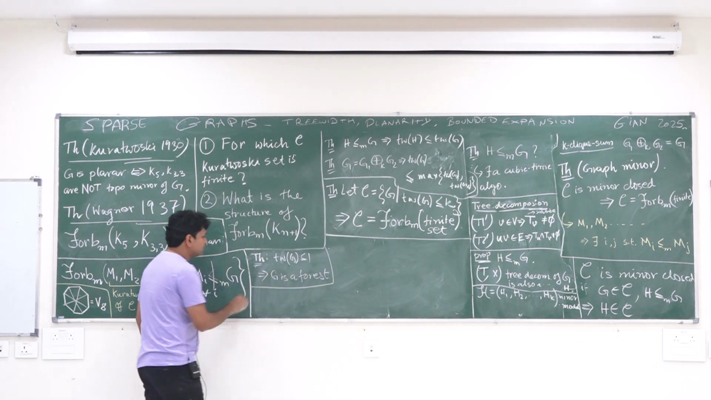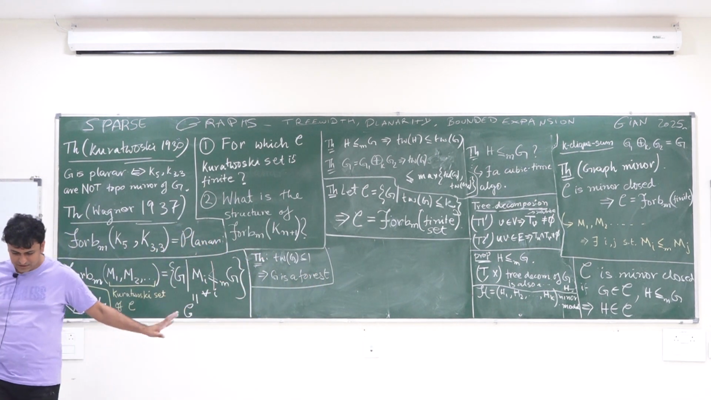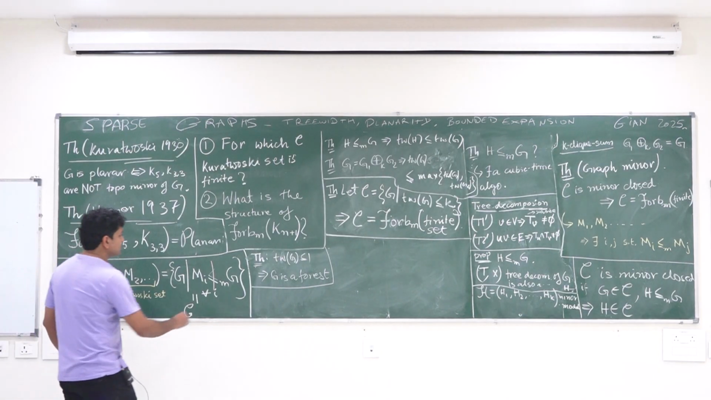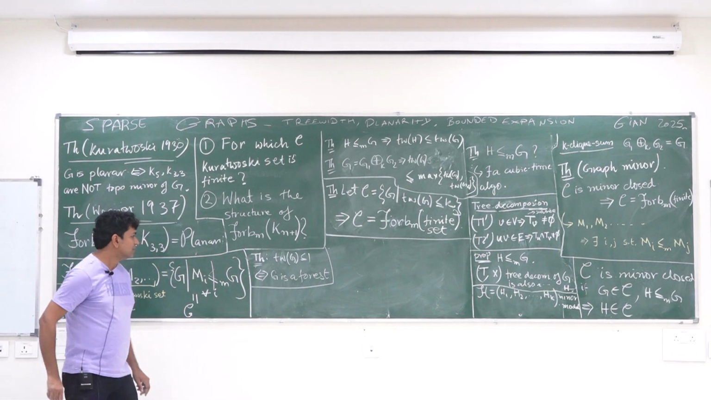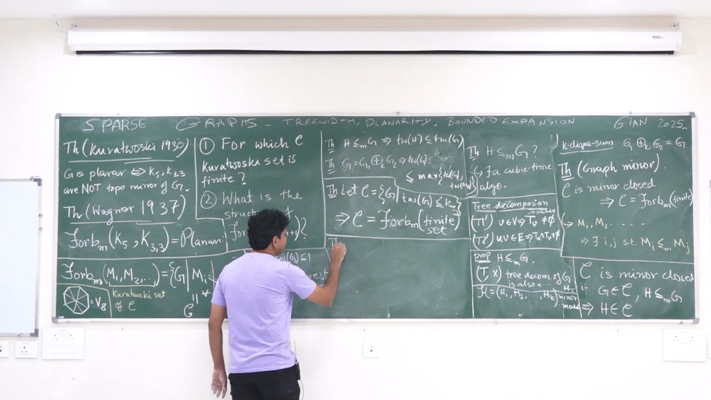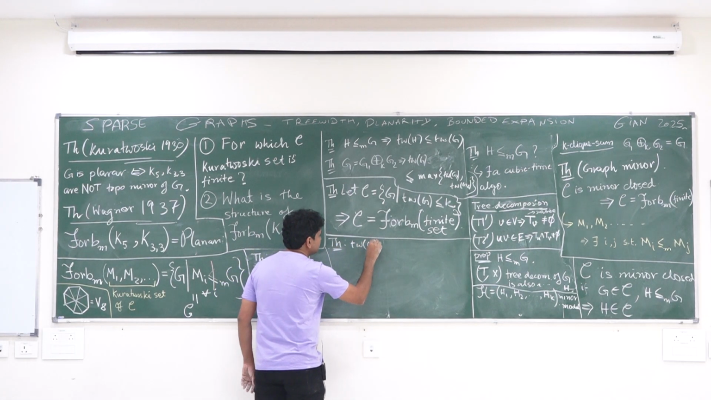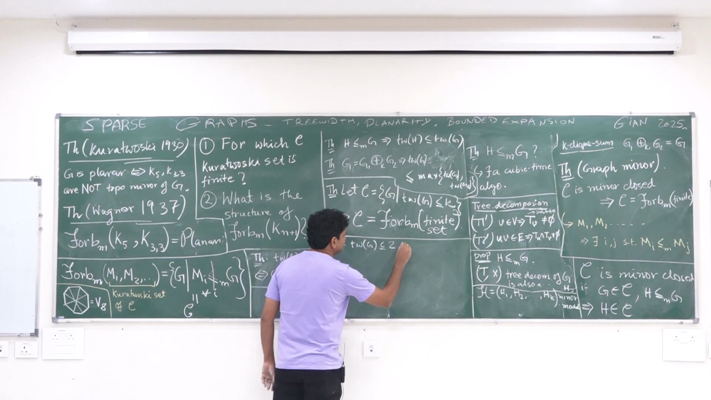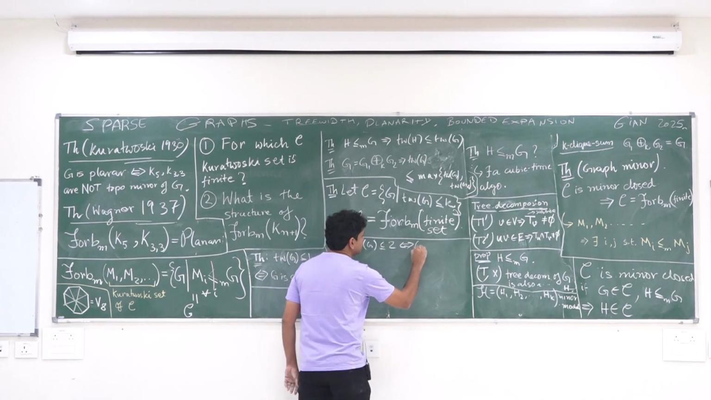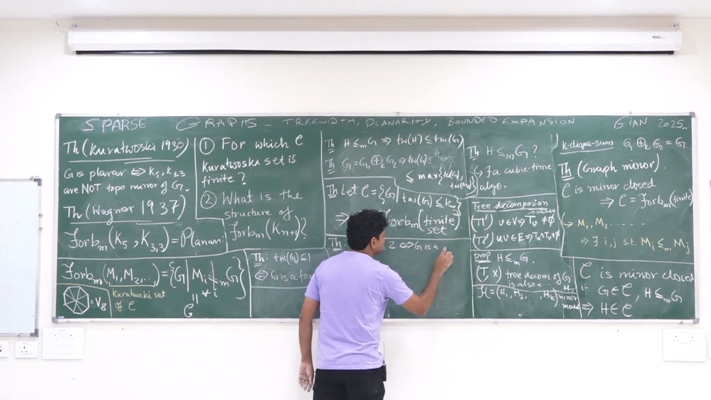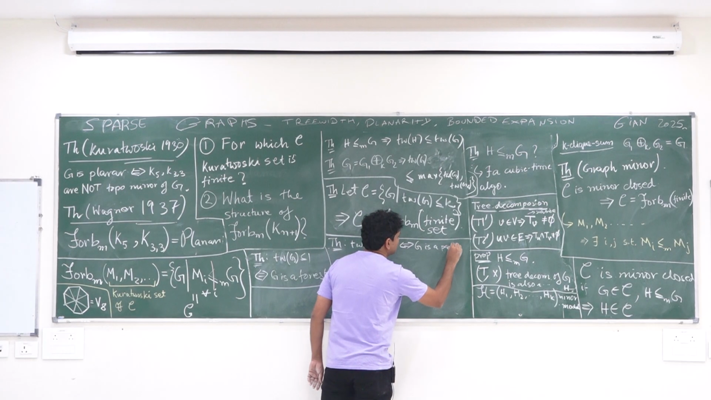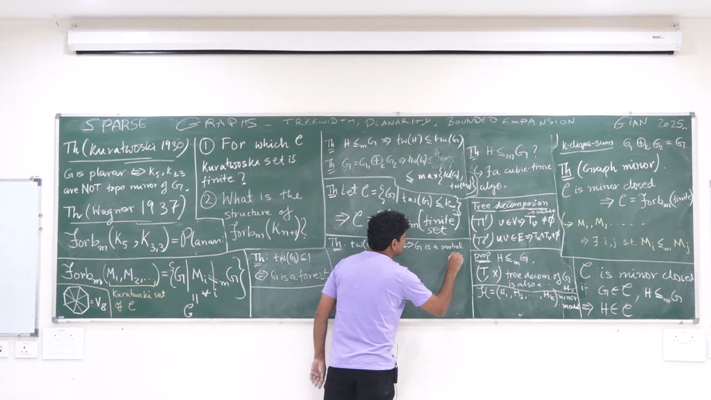So tree width of G less than or equal to 1 if and only if G is a forest. I think this was one exercise, right? And it is if and only if. Okay. Similar things. Tree width of G less than or equal to 2 if and only if G is a partial 2-tree.